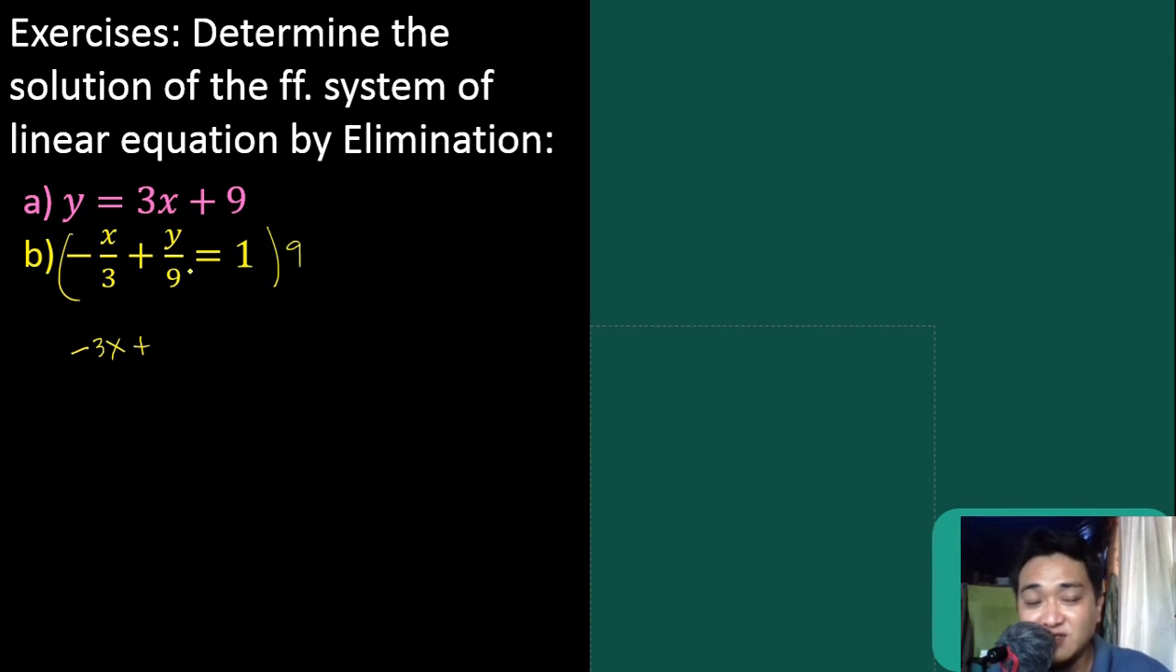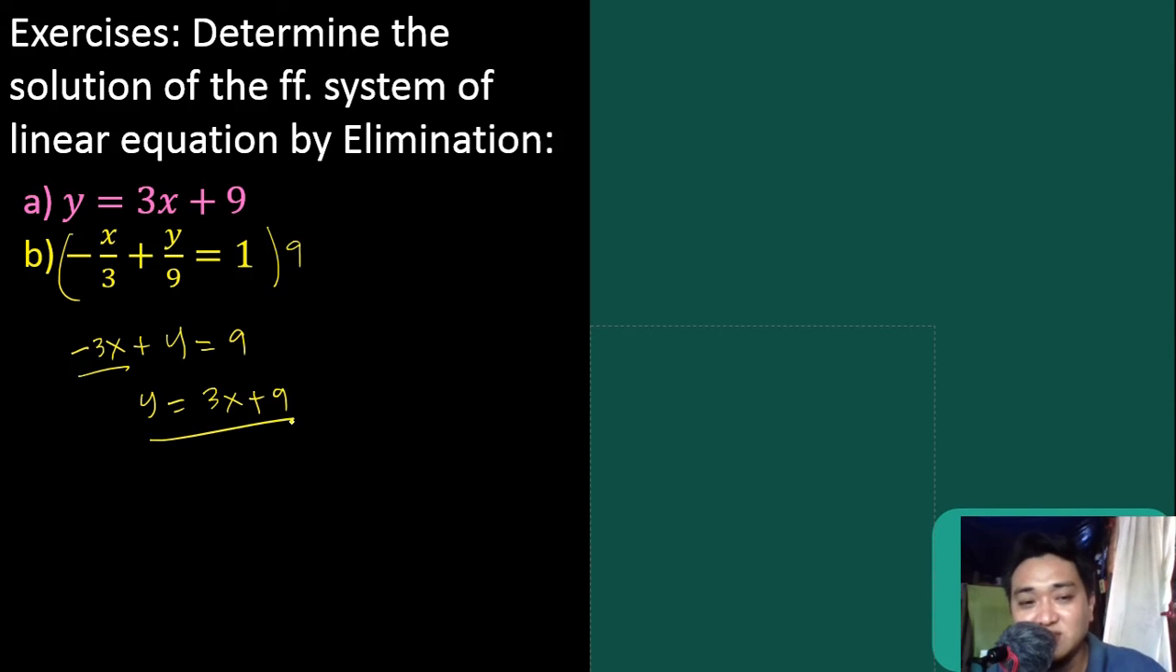So that is the same as 9 divided by 9. So, ang maiiwan na lang dyan is y. 1 na lang yan eh. 9 divided by 9 is 1 na lang. And 9 times 1 is 9. Okay? And let us transpose this term to the other side. It will become, maiiwan na lang dito is y. Transpose this, negative 3x, it will become positive 3x plus 9.